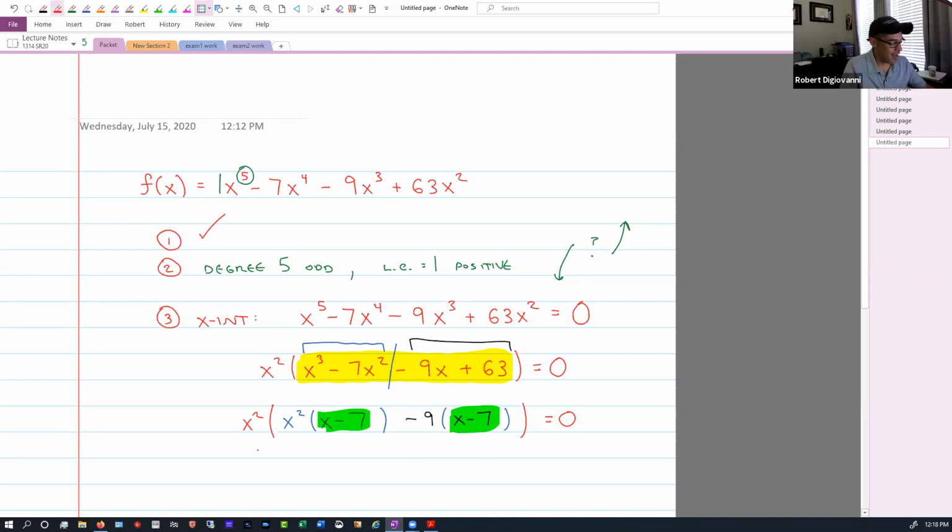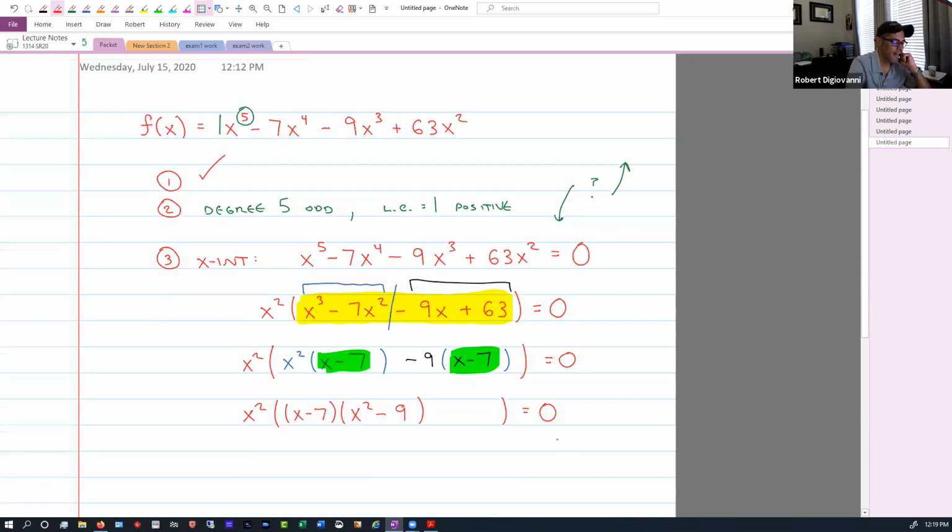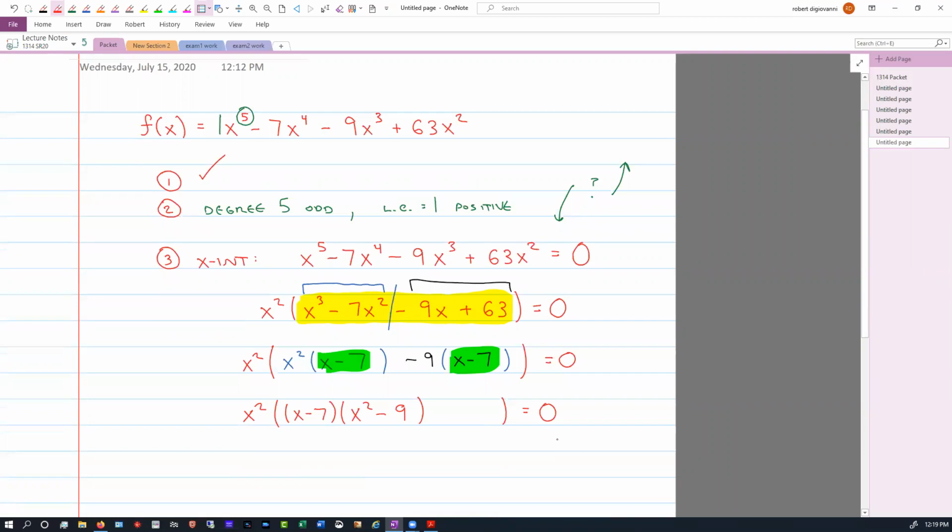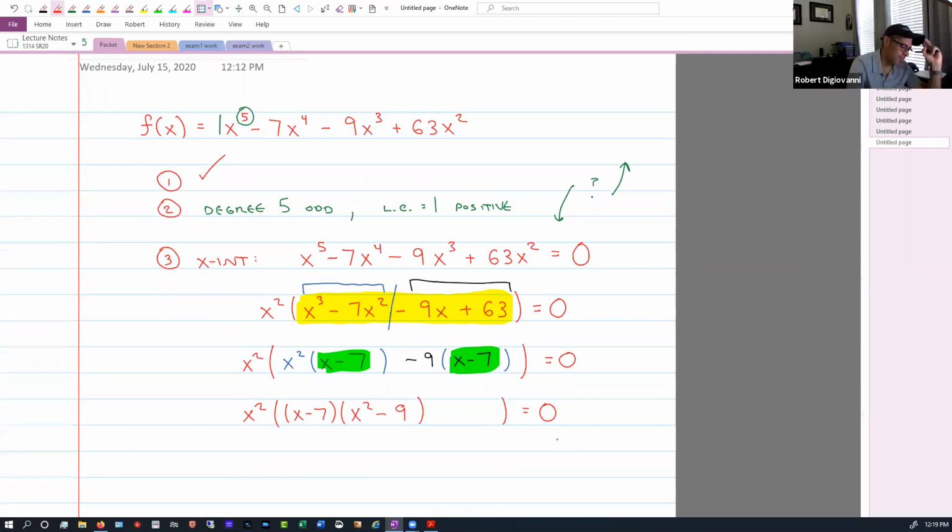So my next line is x squared. Now in here, because the x minus 7's match, I write x minus 7, and then I write the 2 things in front. Is that okay, everyone? Yes. Okay, there's one more thing. Let's see who sees it. Who's going to get the gold star for the day? There's one more thing I can do.